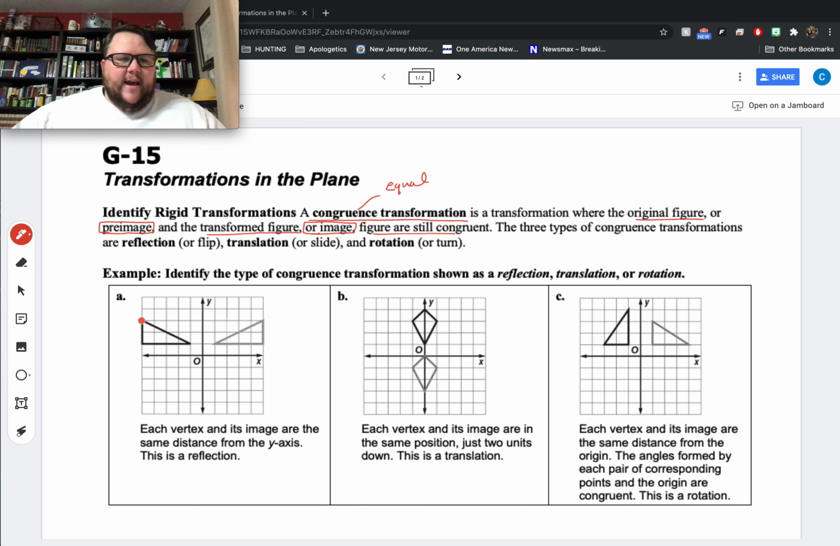So if we look here, in A, the pre-image is this triangle here. And then the image is this triangle here. And if you notice, they're facing in different directions. However, let me go a little bit deeper. They're the same dimensions. So this one, each vertex and its image are the same distance from the y-axis. This is a reflection. So think about it this way. The y-axis here is a reflection of the image. So it's a reflection. It's reflecting over the y-axis.